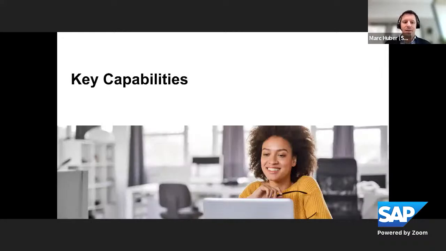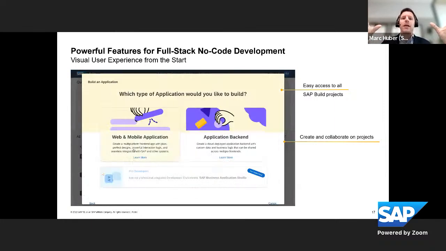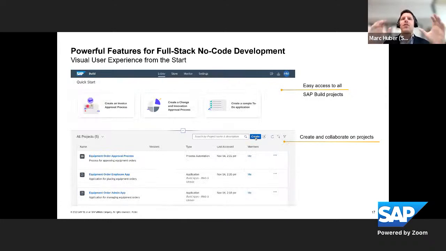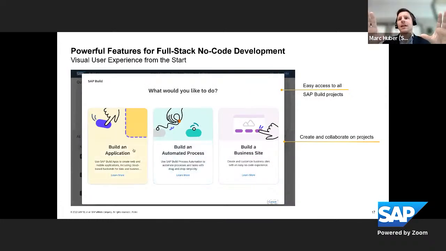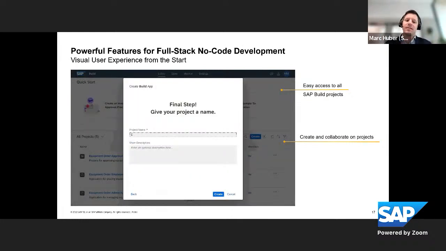What are the key capabilities? Let's start from the beginning. The main entry point for our low-code, no-code development is the lobby. From the lobby, you can easily create your projects. And it doesn't matter if it's an SAP Build Apps project, Business Application Studio project, or Process Automation project, all can be created from the lobby itself. And also this is the place where you can collaborate. You can easily share your projects with other users, so that you can work in real time together on the same application.